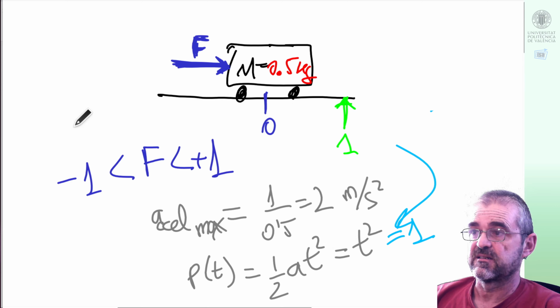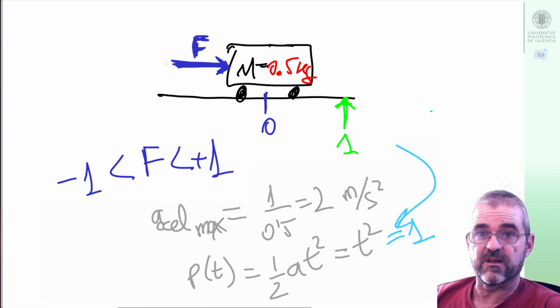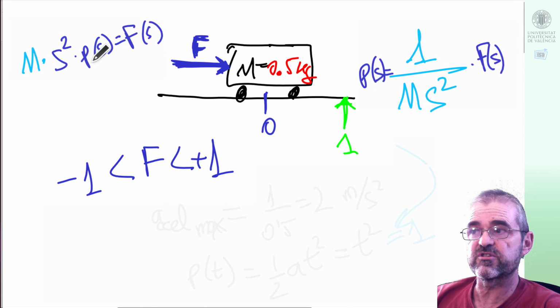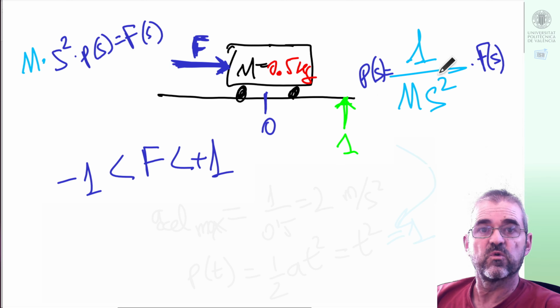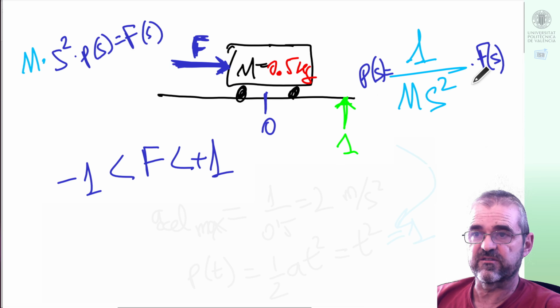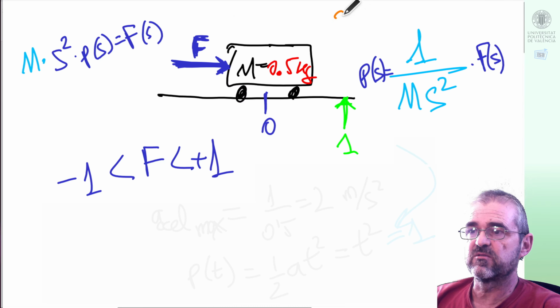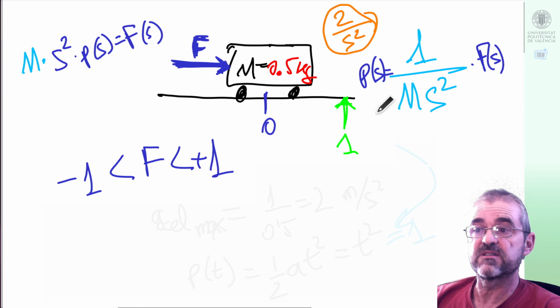So good. Then, which is the transfer function of this double integrator? Well, as mass times acceleration is force, in the Laplace domain with zero initial conditions, acceleration is the second derivative of the position p of s. So the second derivative is multiplying by s squared. So we have this equation in the Laplace domain that, in transfer function form, solving for the position, is 1 over m s squared times f of s. Well, with my particular mass of 0.5, this will end up being 2 over s squared as the transfer function we are going to simulate.